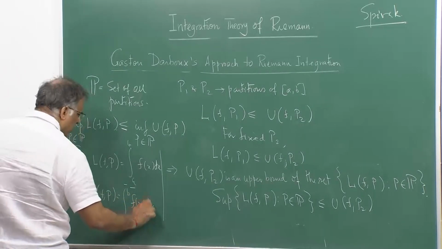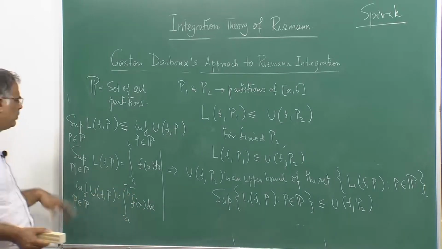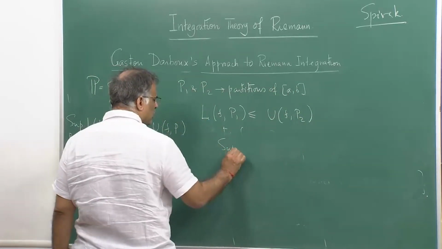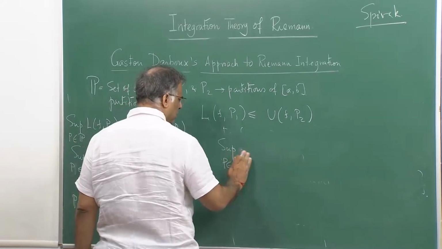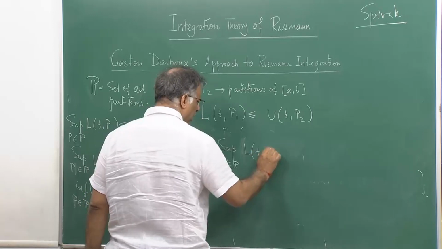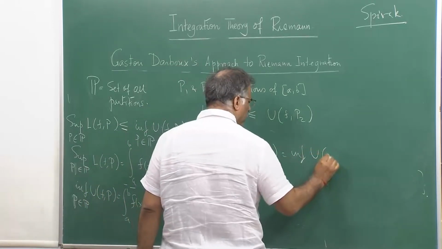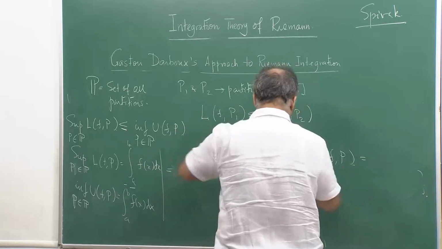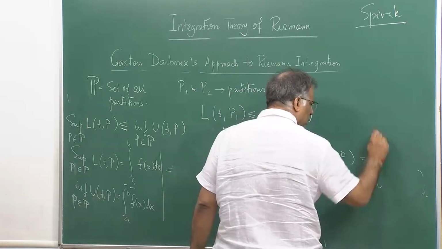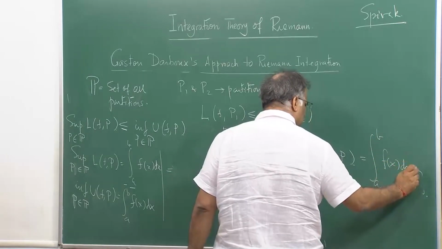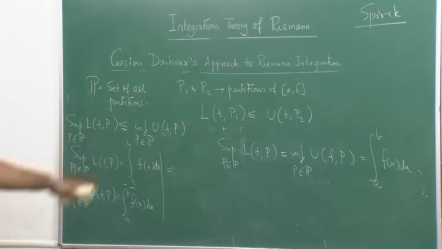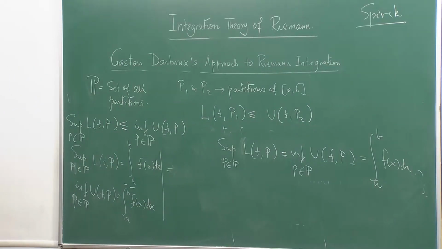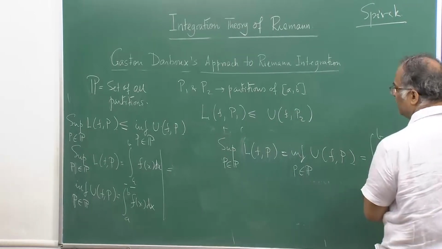So, it is nothing, Darboux has defined it in this way. If these two values are equal, then their common value is defined as the integral. So, if the sup of L_f(P) is equal to the inf of U_f(P), P an element of 𝒫, if they are equal, then their common value is the integral. This is the integral according to Darboux, and he says that this is the Riemann integral. But to us at this moment, this is an integral for a bounded function defined by Darboux.